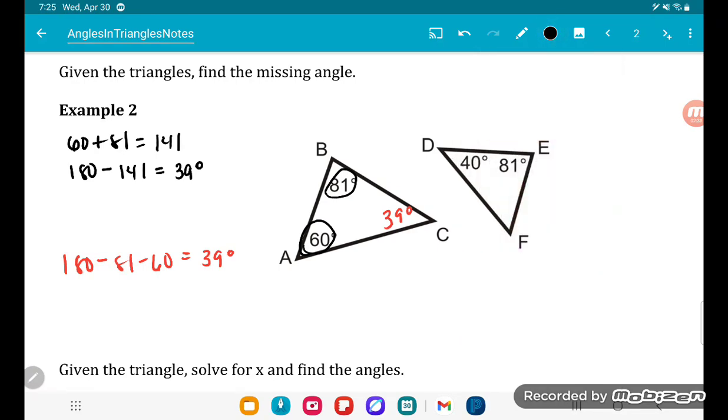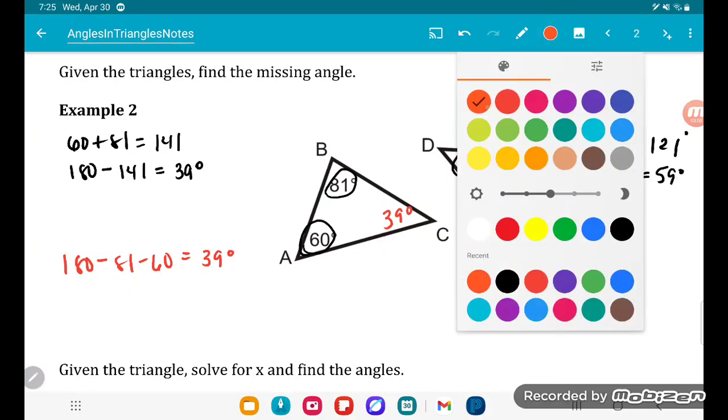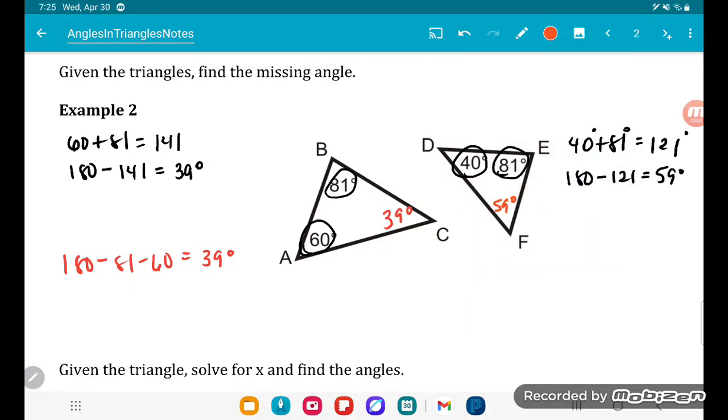For triangle DEF, we're going to do the same thing. They gave us 40 degrees for angle D, 81 degrees for angle E. 40 plus 81 equals 121 degrees. I take 180, subtract 121 degrees, and the missing angle is 59 degrees. Second way to solve is simply take 180 minus 40 minus 81, and you're still going to get 59 degrees.